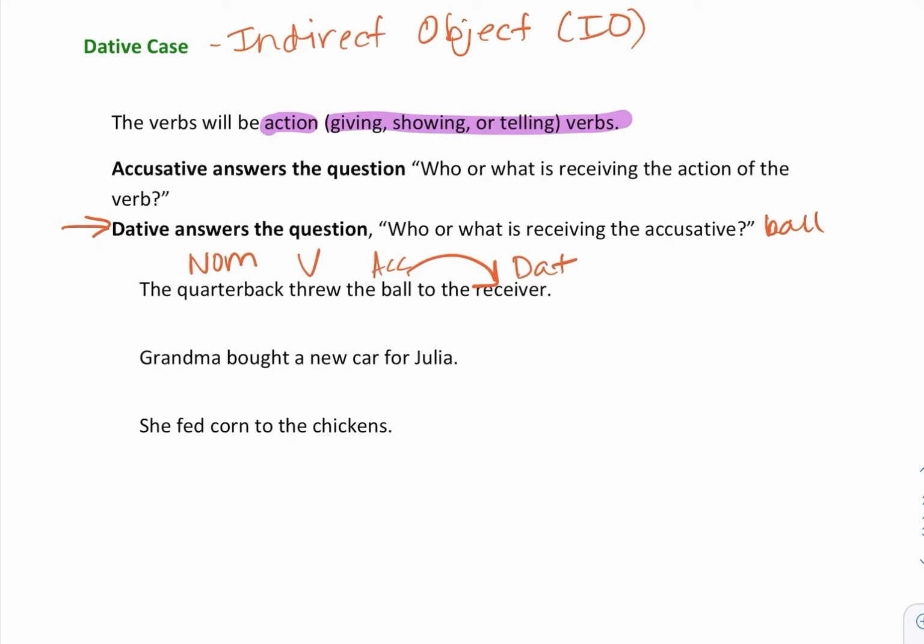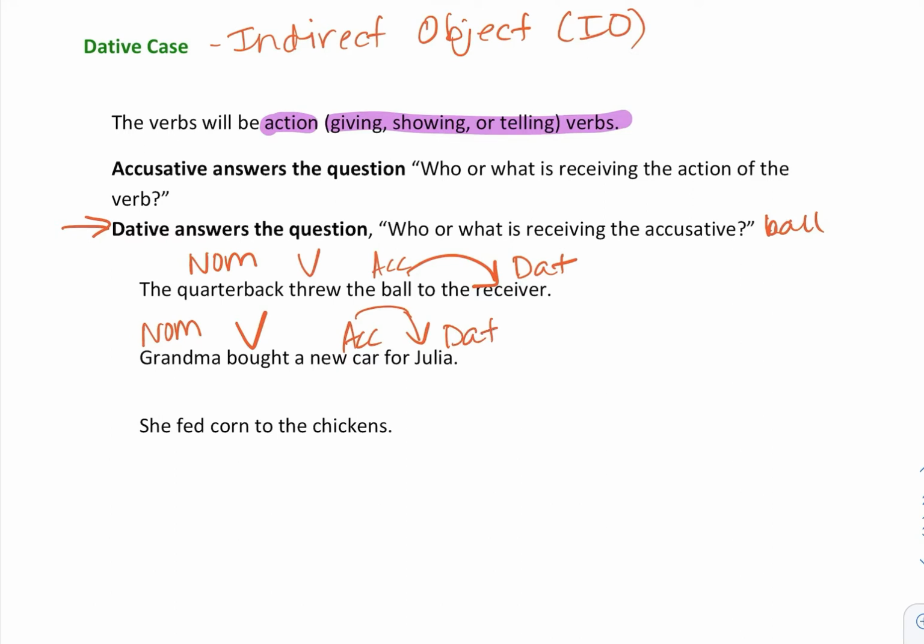Okay, let's look at the next one. Grandma bought a new car for Julia. We see that the action verb is bought. And who bought? Grandma bought. So Grandma is the nominative. And now what was the victim of being bought? What was bought? A new car. So the car is the accusative. And who receives the accusative? Who is the beneficiary of the new car? Julia is. So Julia is the dative.